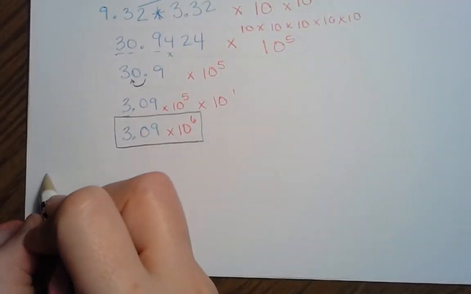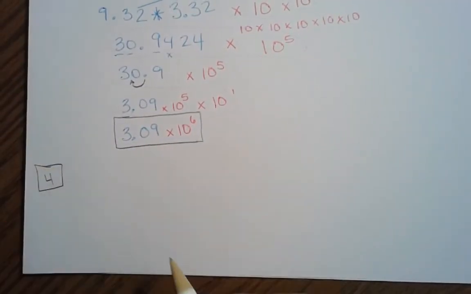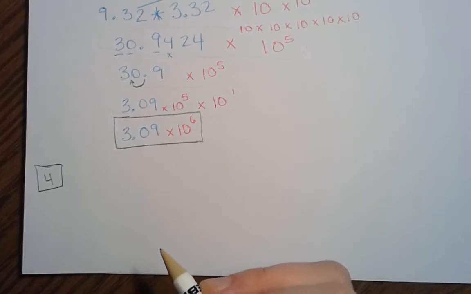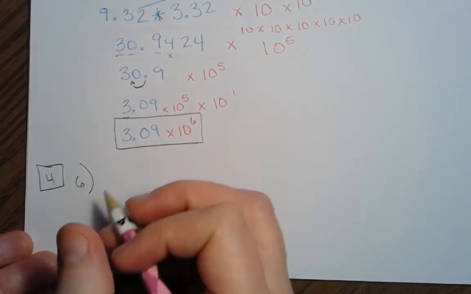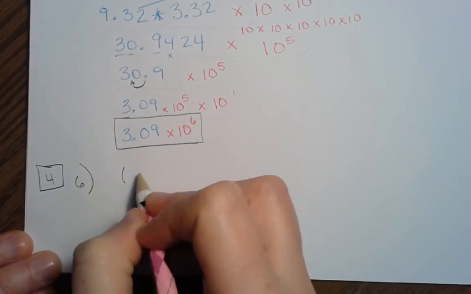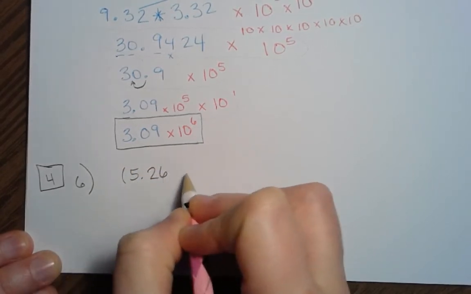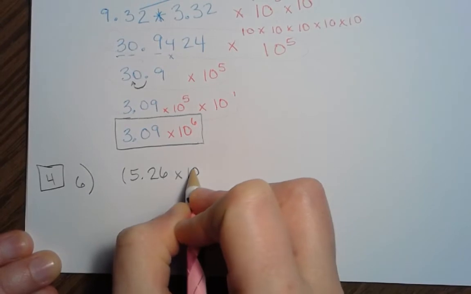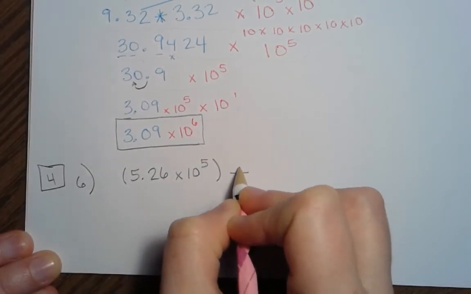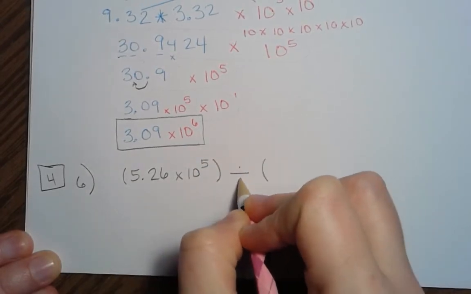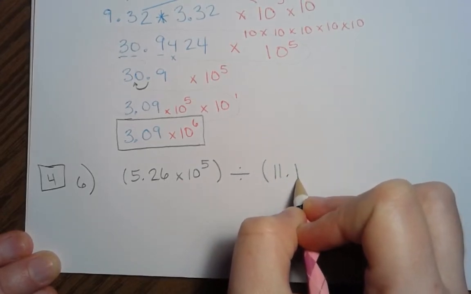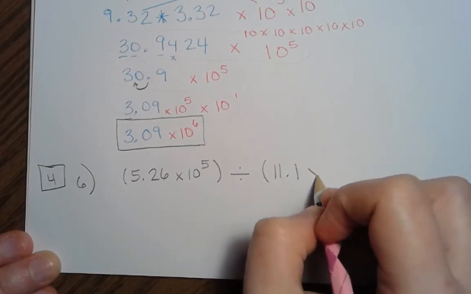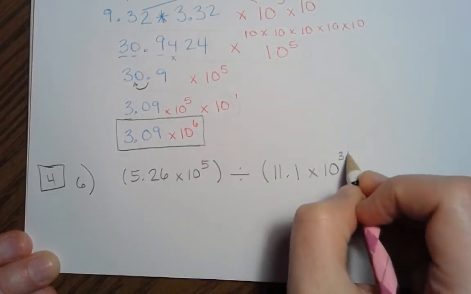Our fourth section is that same butterfly page, and at number 6 we're going to start dividing. Number 6 says 5.26 divided by, they actually write the division sign, which is nice. You can tell me, and you are correct, that 11.1 is not incorrect scientific notation. You do not need to correct them.